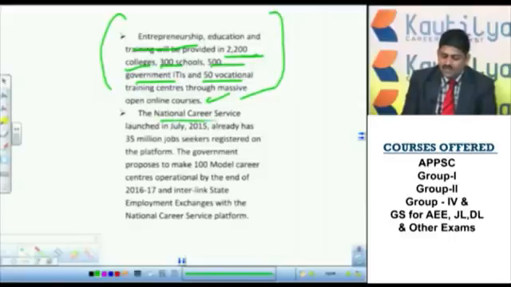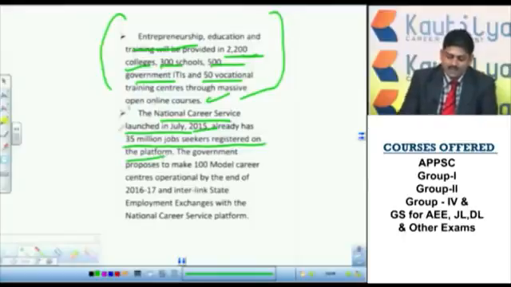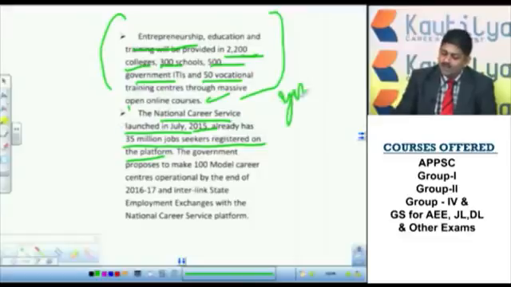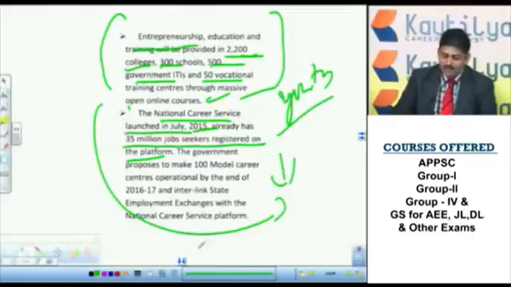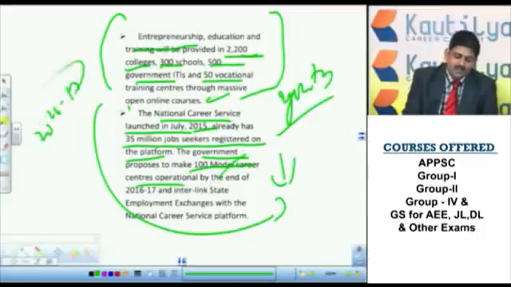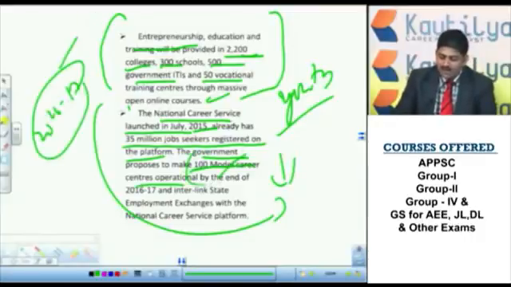Next, the National Career Service, launched in July 2015, already has 35 million job seekers registered on this platform. So what will this career mission actually do? It will make the youth job-ready personalities. That means the skills required to perform a job will be imparted by this organization. Now, the Government of India proposes to make 100 model career centers operational in 2016-17, in this financial year only. So they want to make all these model career centers operate.